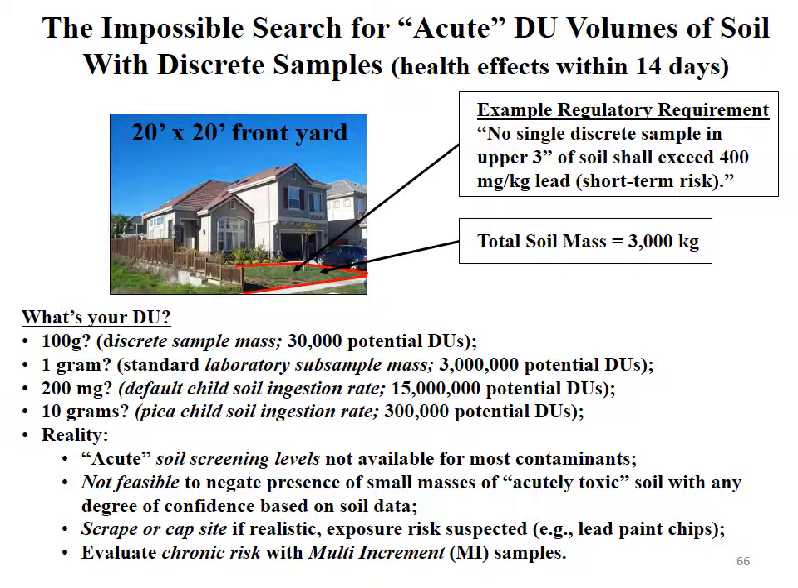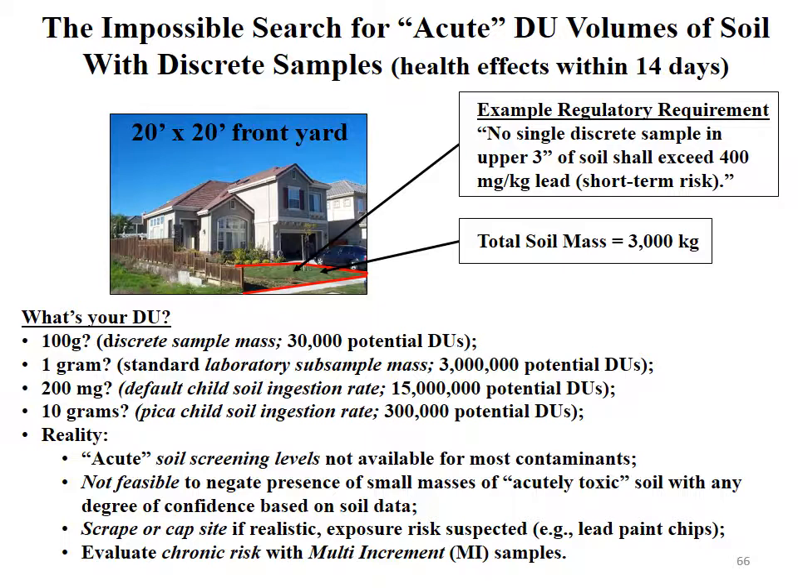You have to do a visual check of the yard, use a metal detector, maybe do soil washing, trying to pull out bits of lead paint or lead shot. But in the end, if you're concerned about some 10-gram mass of soil or a piece of lead shot the size of a BB in your yard, if you're really concerned about that from an acute toxicity standpoint, all you can do is scrape the site or cap the site. You'll never be able to verify that with soil data. And then you would evaluate chronic risk with multi-increment samples.